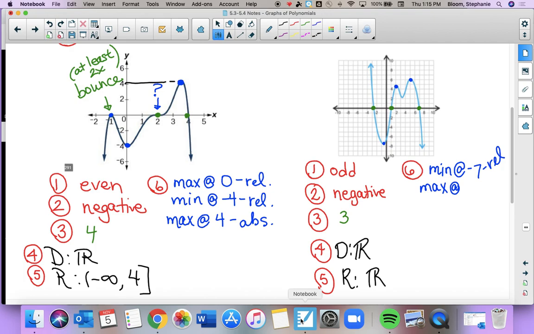5, 4, whatever. I don't know. I can't see. I'm going to say 5. I don't care. If you said 4.5, if you said 4, that's close enough. And then another max at 6 on this one. And again, that one is also relative. Okay?